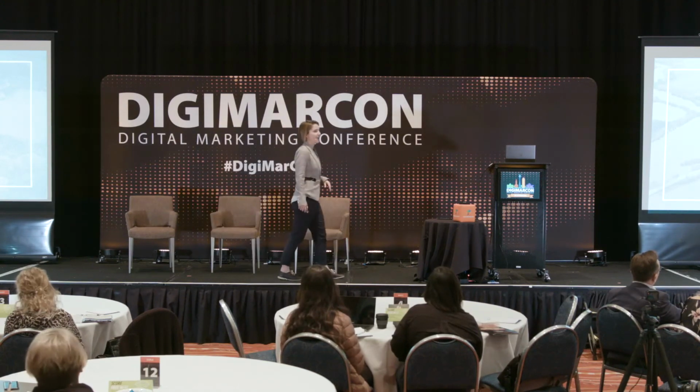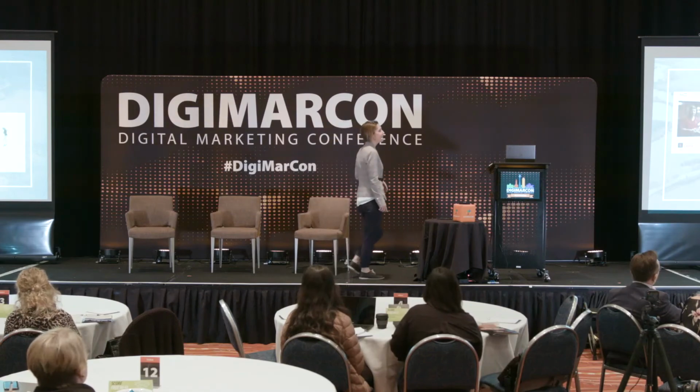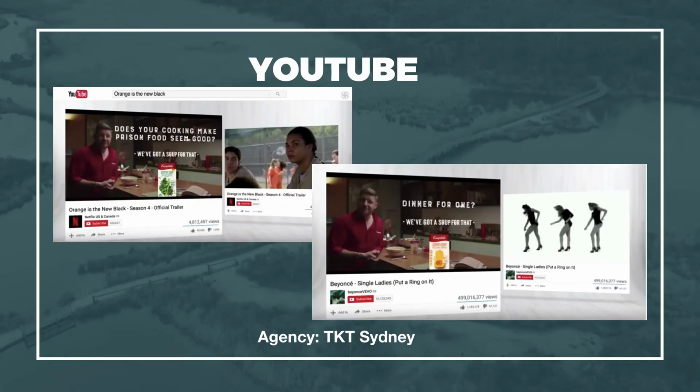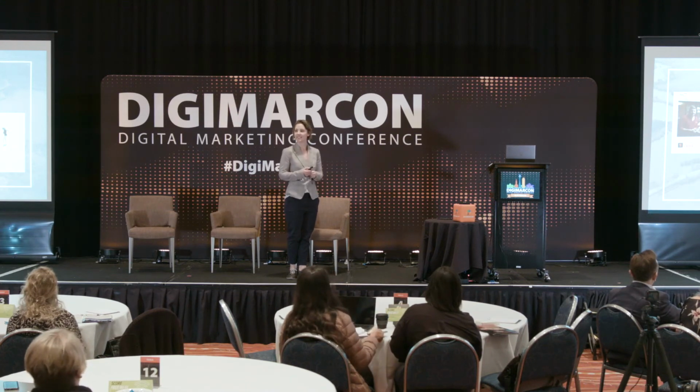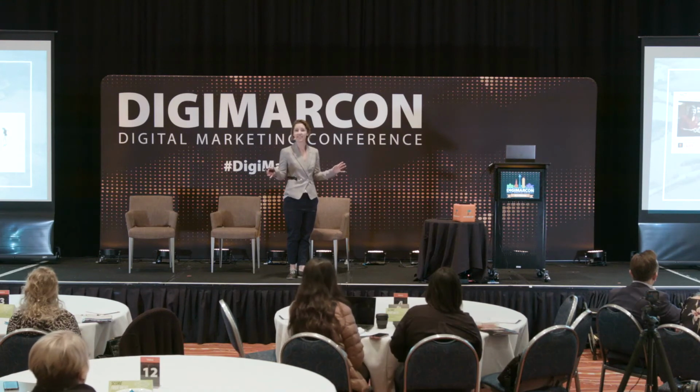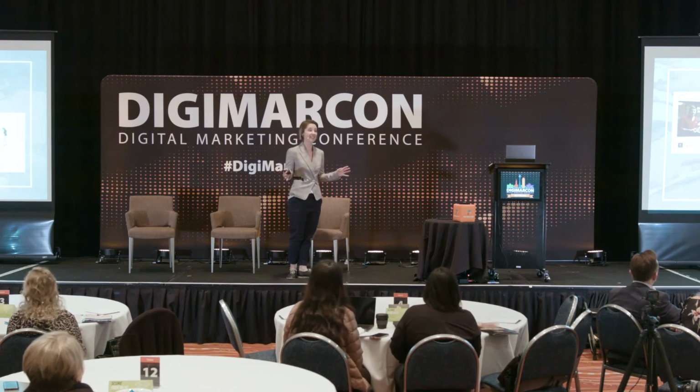Who has done the pre-roll well? Campbell's Soup. They called this campaign Soup Tube. The agency is TKT in Sydney, and they did an amazing job. The video is of Manu in a kitchen, leaning on the bench, and he just makes a face. And that's it. One static shot, and that's all he does.